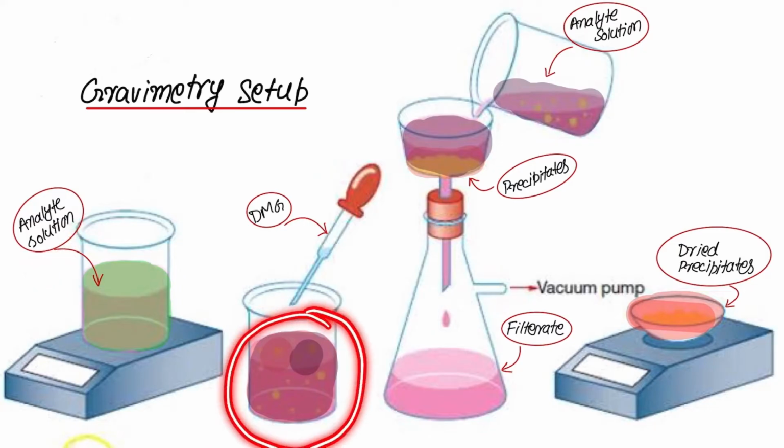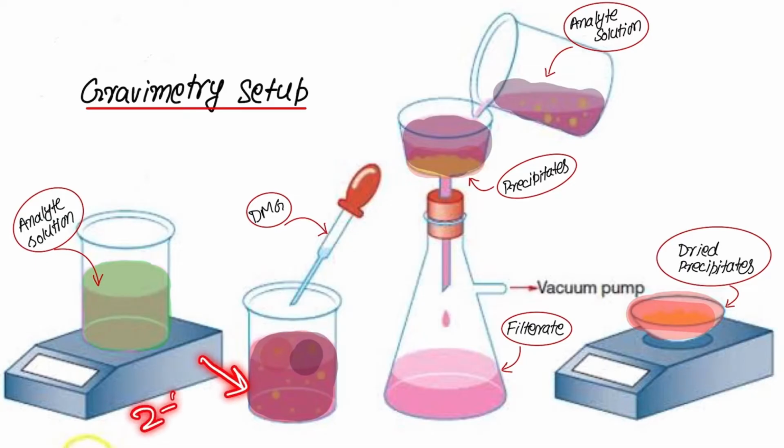Now we will take this solution, and as the complexation between nickel and DMG takes place at basic pH, we will add 2 to 3 drops of buffer so that the pH crosses 10.